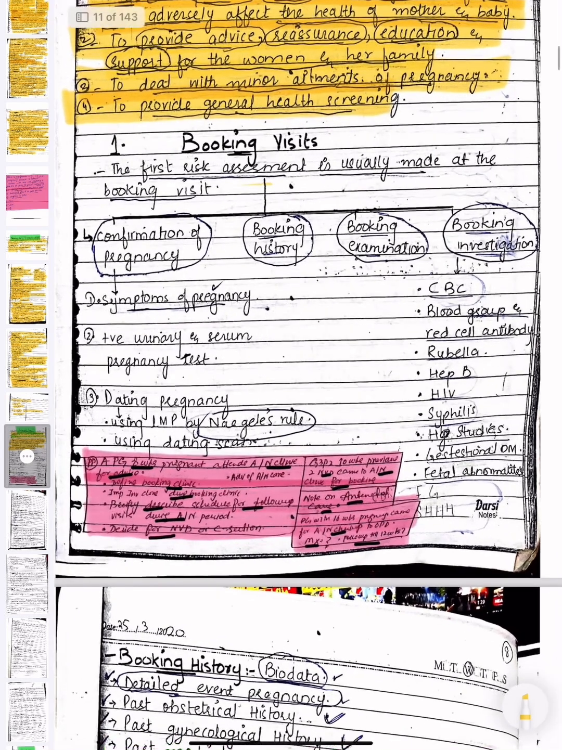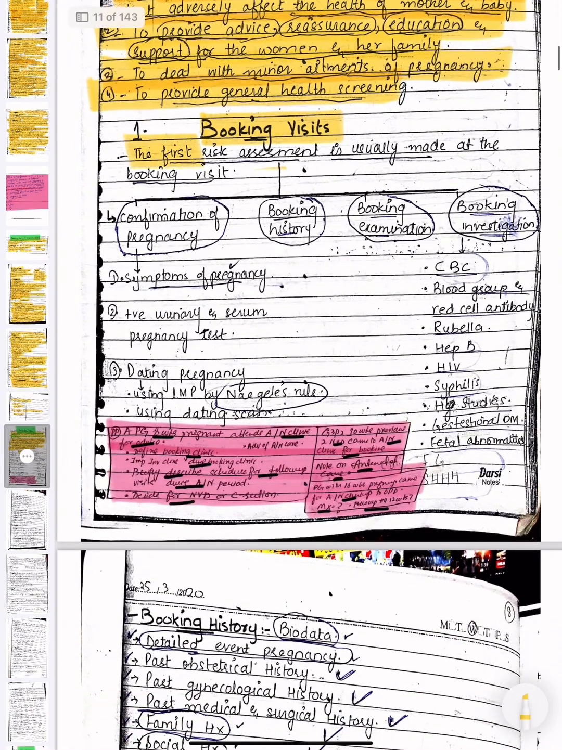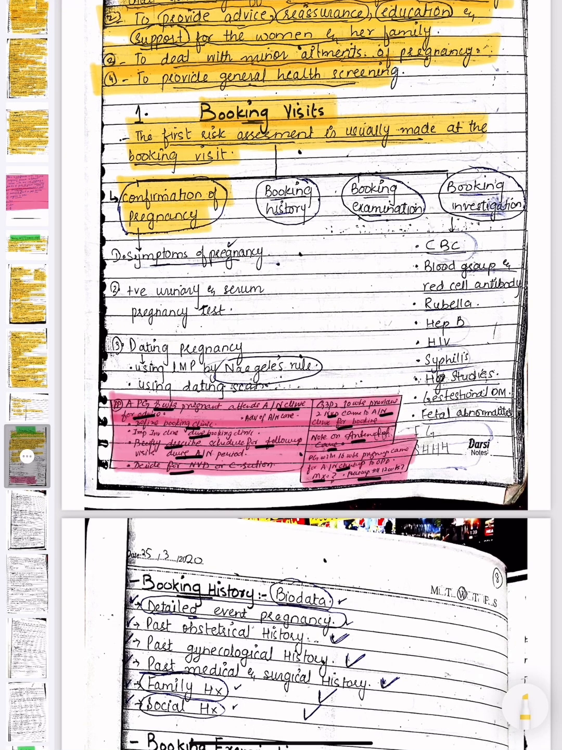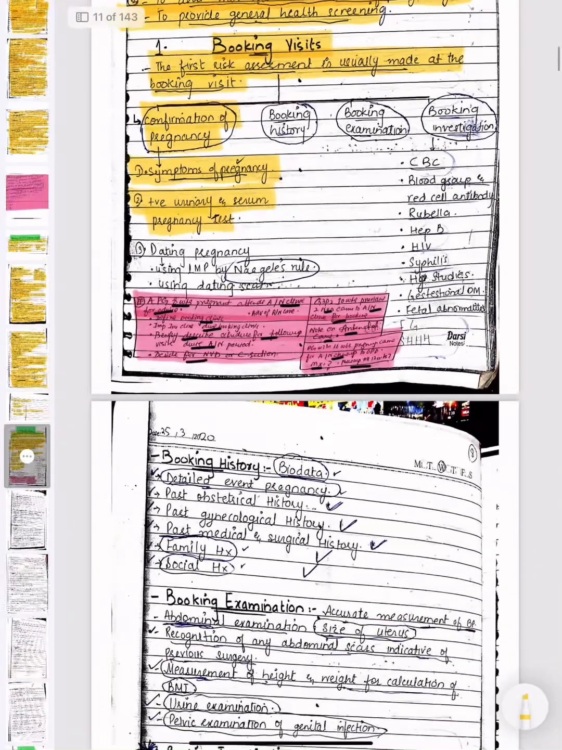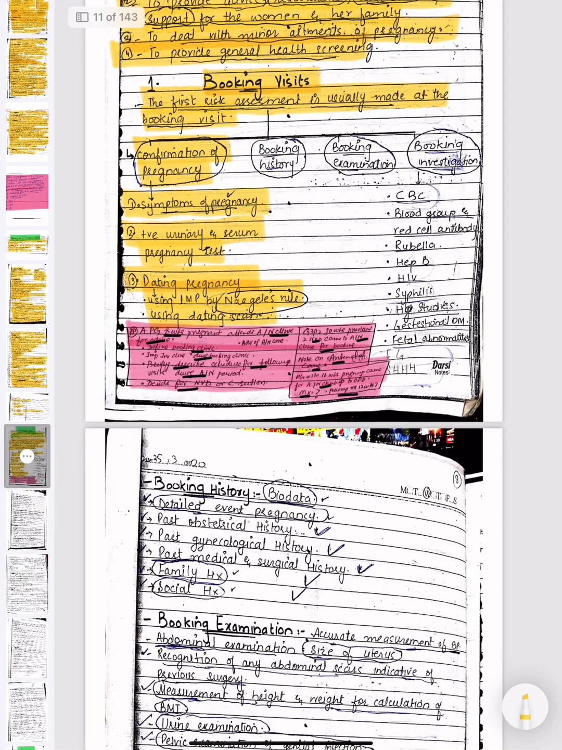Now, booking visits are done in antenatal care, and the first risk assessment is usually made at the booking visit. The confirmation of pregnancy is done through the symptoms of pregnancy and a positive urinary and serum pregnancy test, and the pregnancy is dated, usually by LMP using Nagel's rule and by using a dating scan. So in the first visit, pregnancy is confirmed through the symptoms and a positive urinary test for beta HCG, and dated using LMP by Nagel's rule and a dating scan.